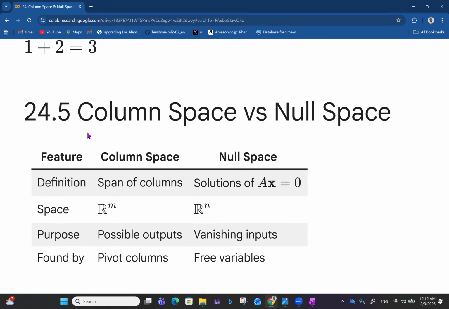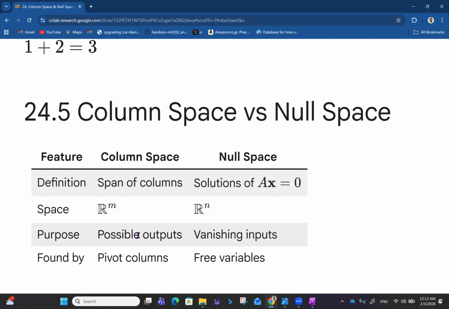So, 24.5 now, column space versus null space, just a comparison. By definition, column space talks about the span of columns, while null space talks about solutions of AX equals 0. Then, the space for column space is the m-dimensional real number system, while the space for null space is the n-dimensional R. So, column space m-dimensional, null space n-dimensional.